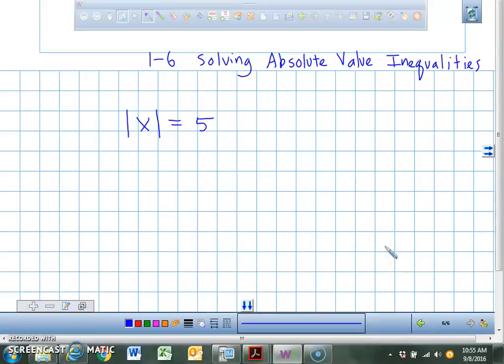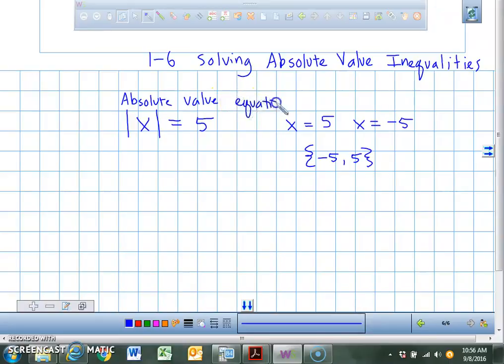Now, we need to understand how to solve absolute value inequalities. We've already done absolute value equations. So for example, if I said right now, the absolute value of a number equals 5, I have two possible answers. What's one possible answer that would work for this? Somebody said 5, somebody said -5. They would both work. If we were to do a solution set, we would say a -5 would work and a +5 would work. And this is dealing with an absolute value equation, not an inequality.